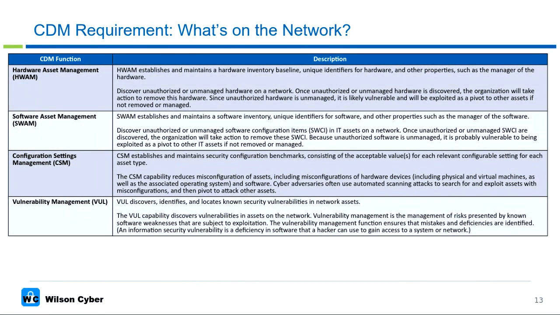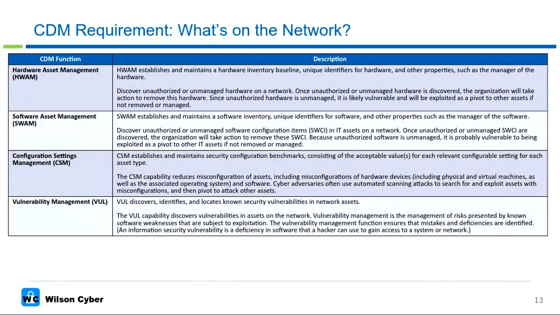Here we discover unauthorized, unmanaged software configuration items and IT assets on the network. Once unauthorized or unmanaged software configuration items are discovered, the organization will take action to remove these software configuration items. Because unauthorized software is unmanaged, it's probably vulnerable to being exploited as a pivot to other IT assets if not removed or managed. Third capability under what's on the network is configuration settings management.